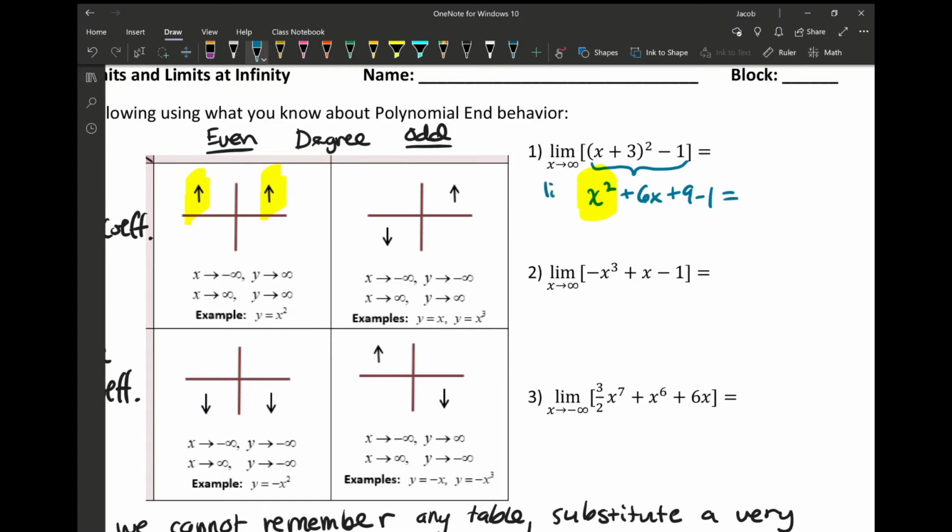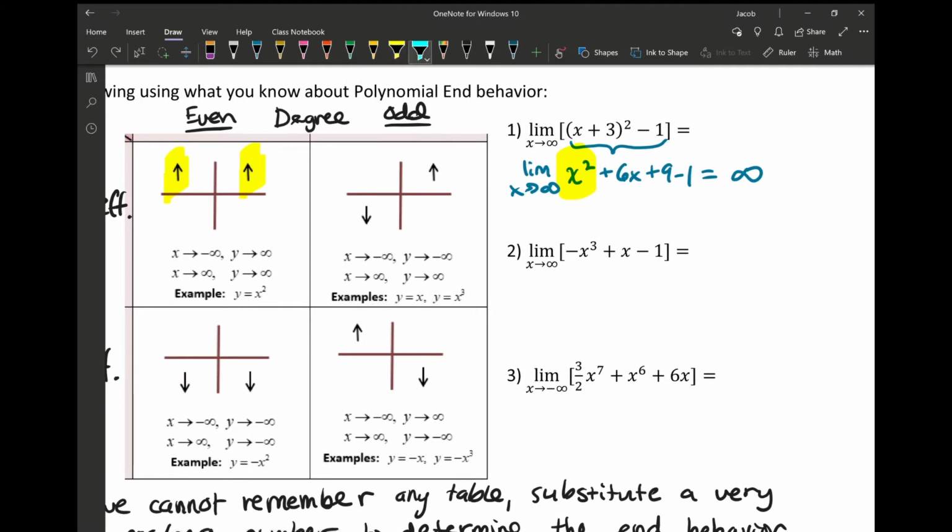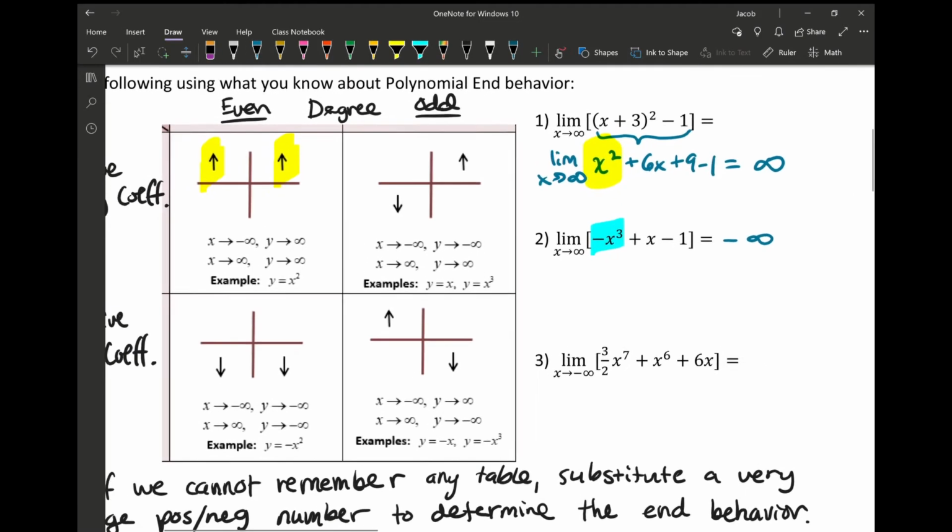So the limit as x approaches infinity on this quadratic is infinity. So it's the right half of the quadratic that is pointing up towards the y values positive infinity. And if we ask that same question of number 2, as we approach positive infinity with our x values, our y values go down because we're actually looking at this type of graph. So my y values go to negative infinity. So really all you're doing is you're answering an end behavior question.